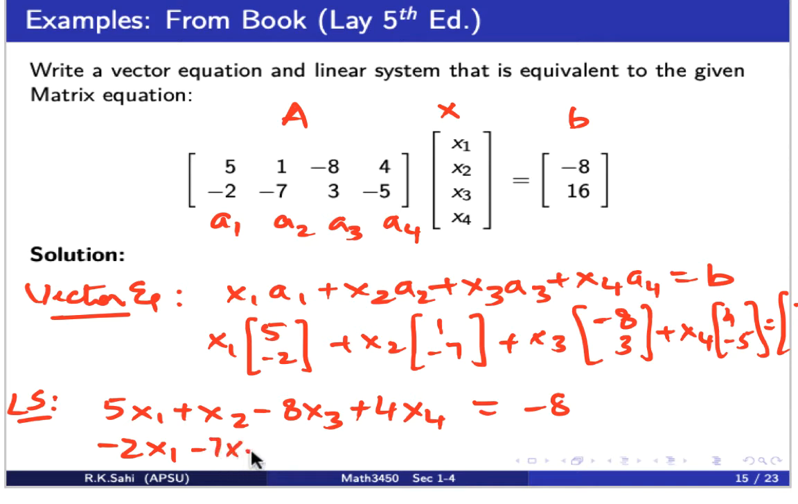Minus 7x2 plus 3x3 minus 5x4 equals 16. Okay? Okay. Now let's look at some examples from the book. These are from the section questions I've picked up.